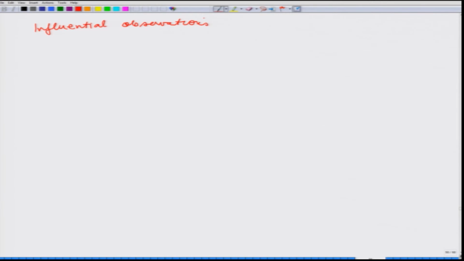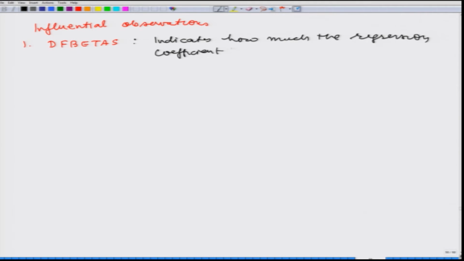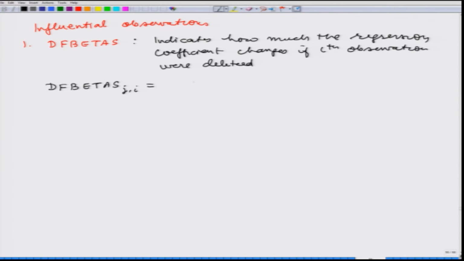Okay. Now we come to the aspect of influential observations. In this case, we are going to talk about two statistics. The first statistic we call DFBETAS, and this statistic indicates how much the regression coefficients change if the ith observation were deleted, and this is defined as DFBETAS_j,i equal to beta hat j minus beta hat j(i), divided by sigma hat(i) square root of C_jj.